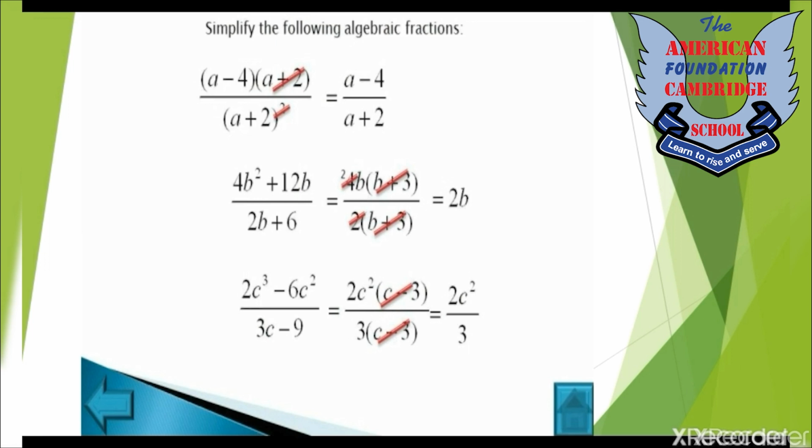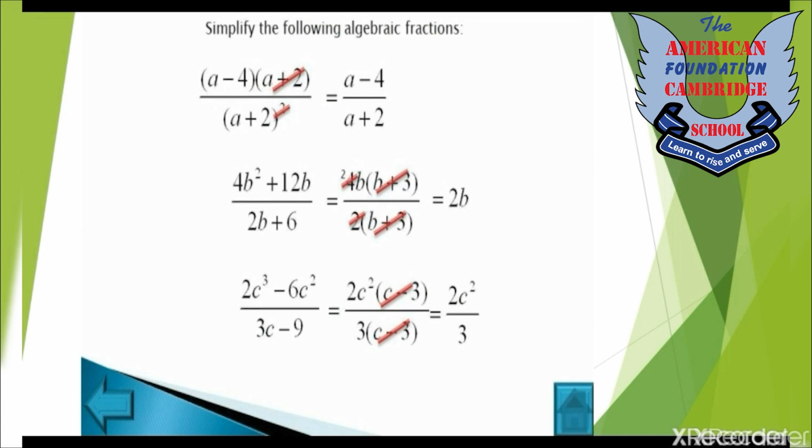Second one, 4b square plus 12b upon 2b plus 6. Extract the common factor 4b from the numerator. You will have b plus 3 inside the bracket. Extract the common factor 2 from the denominator, and you will get b plus 3 again inside the bracket. You can cancel b plus 3 easily, and you can also reduce 4 and 2. Your final answer will be 2b.